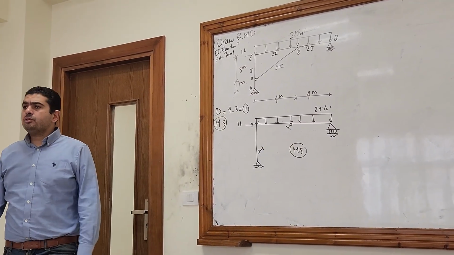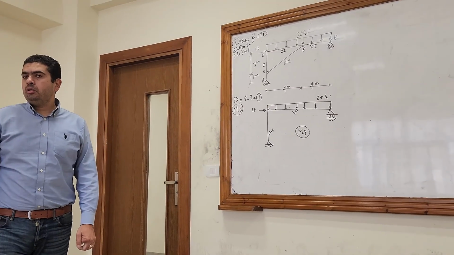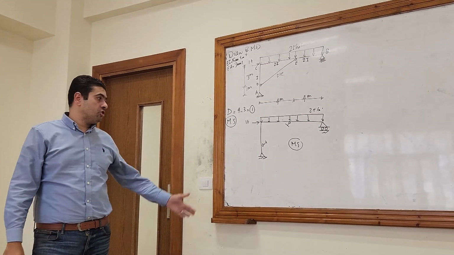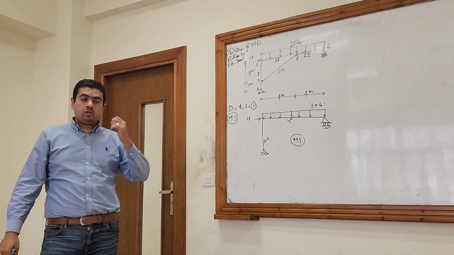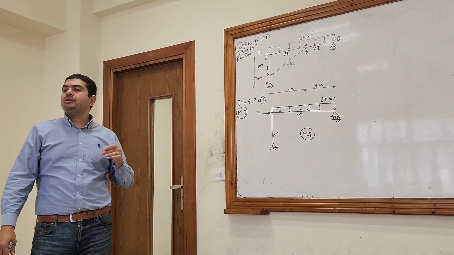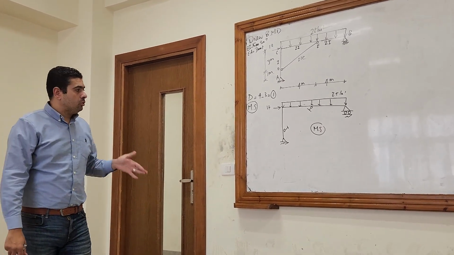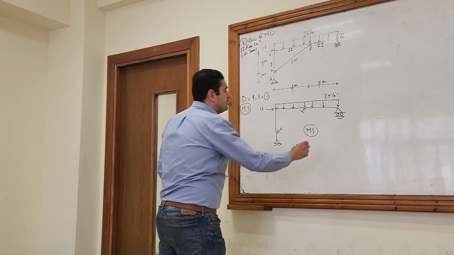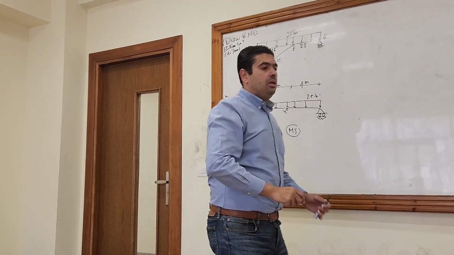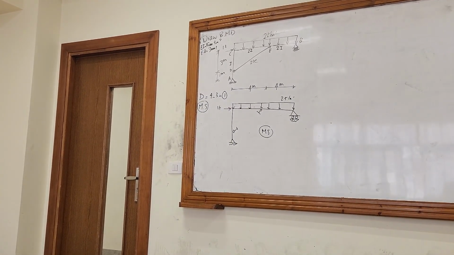Okay? What is the third step? Please draw the bending moment for the main system, which is a statically determinate structure. Draw the bending moment, which is called M node. In order to draw the bending moment, I have to first calculate the reactions. How many reactions here do I have?